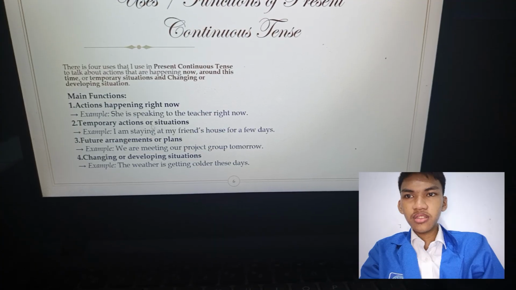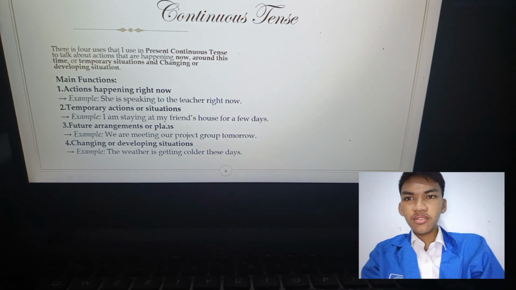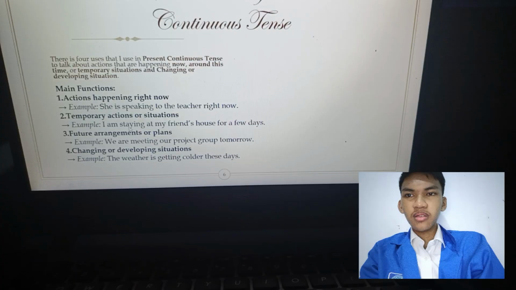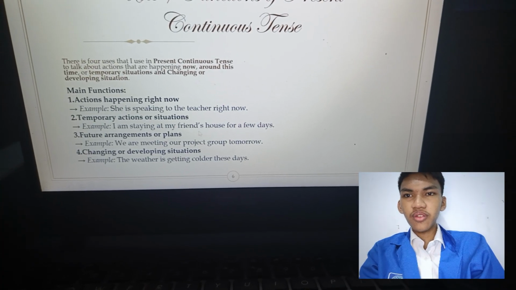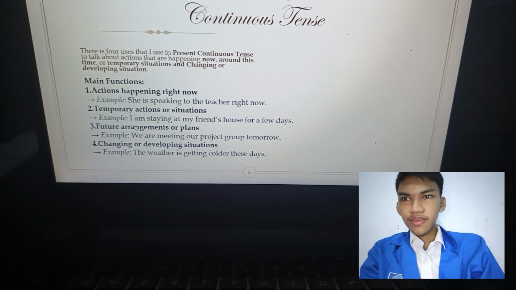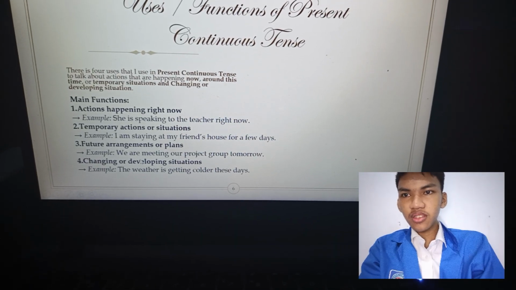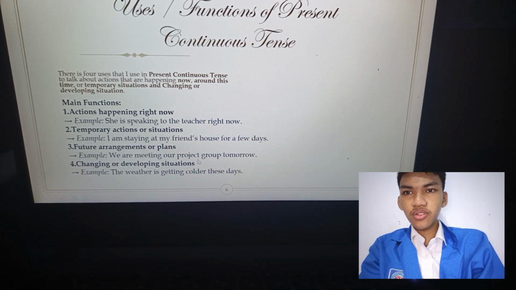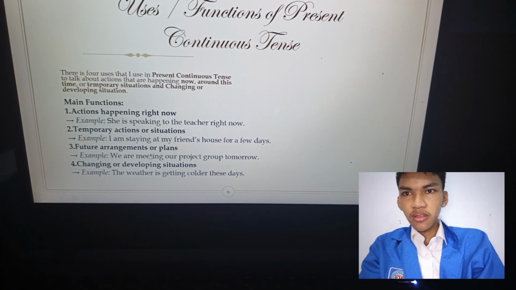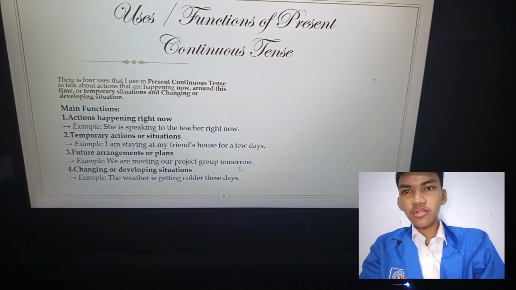Second, temporary action or situation. I am staying at my friend's for a few days. So I'm not going to my home for a few days because I'm staying at my friend's. Third, future arrangements or plans. For example, we are meeting our project group tomorrow. It's like we're planning to do something tomorrow.